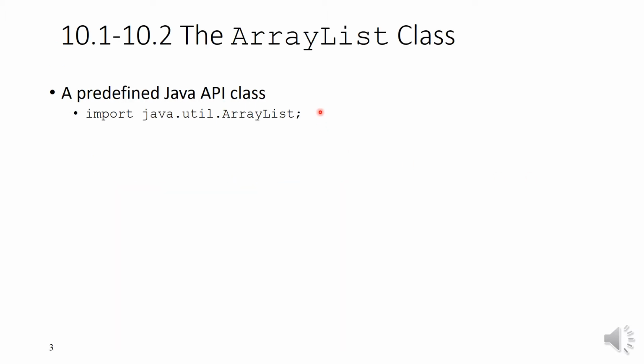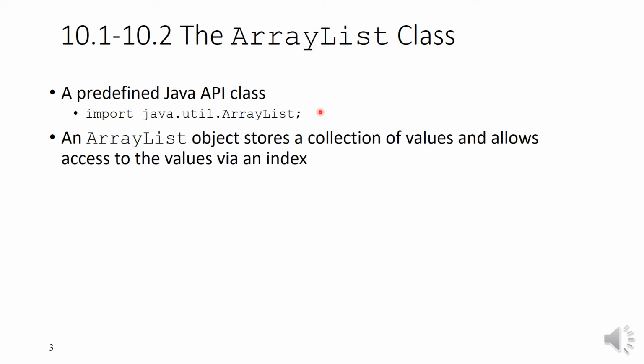ArrayList is a predefined Java API class. To use it, you must import it first. An ArrayList object stores a list of values. Individual values can then be accessed via an index. ArrayList is good for manipulating a list of items. The index starts at 0, and the largest index is the size of the ArrayList object minus 1.